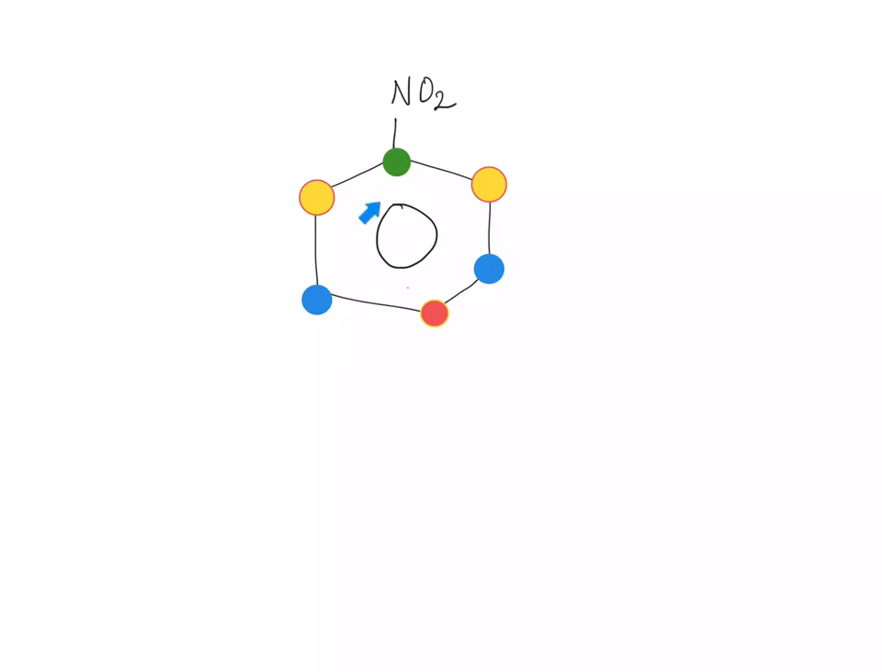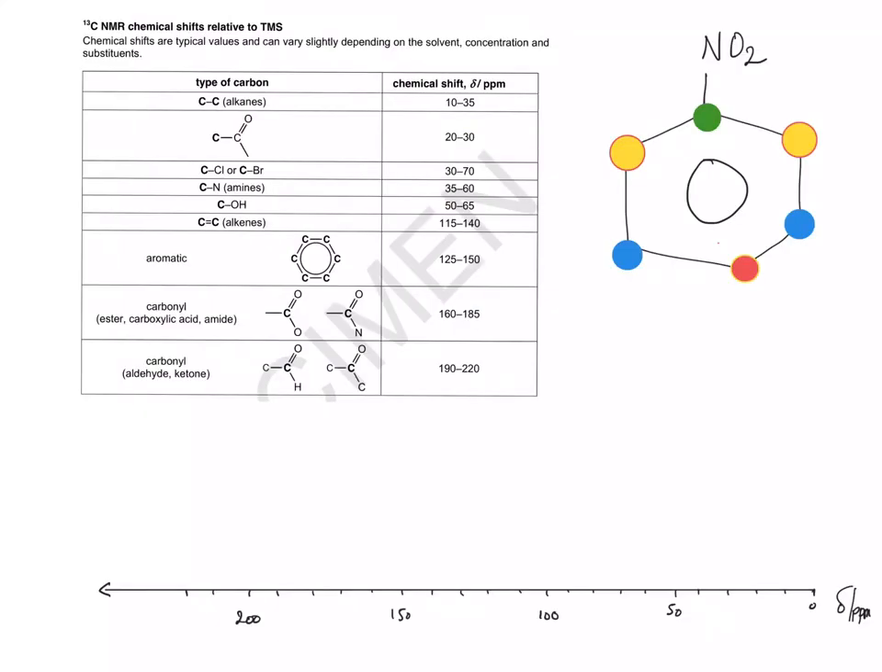That means that this has 1, 2, 3, 4 different types of carbon. So we're going to expect 4 different peaks in the NMR spectrum. When we look at the table, we see aromatic carbons, and these are all aromatic carbons, come between 125 and 150 ppm. It's difficult to predict exactly where they're going to come without more information. So we're just going to draw 4 lines.